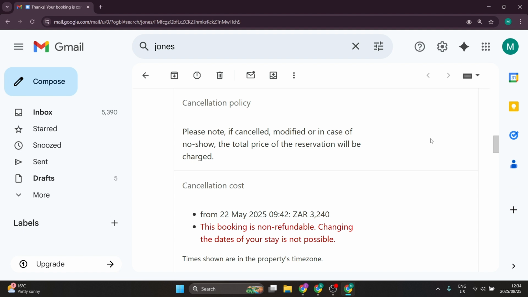You can also see that in this section over here. If you are able to cancel it, you will have a link right over here to manage that cancellation. I hope this was helpful.